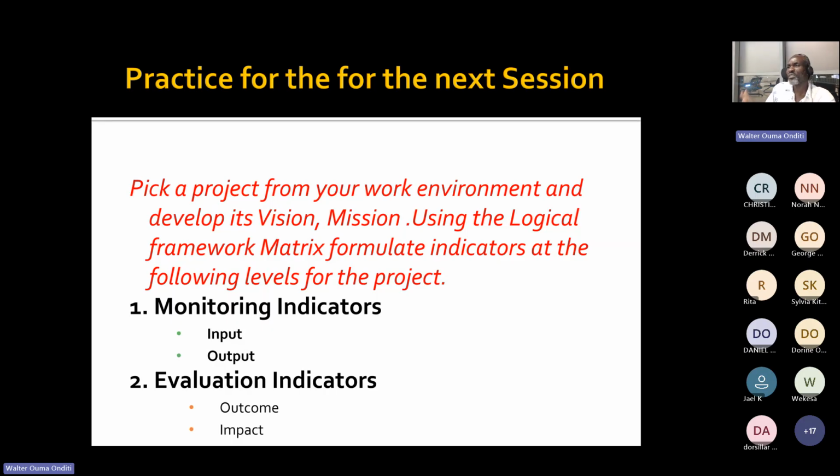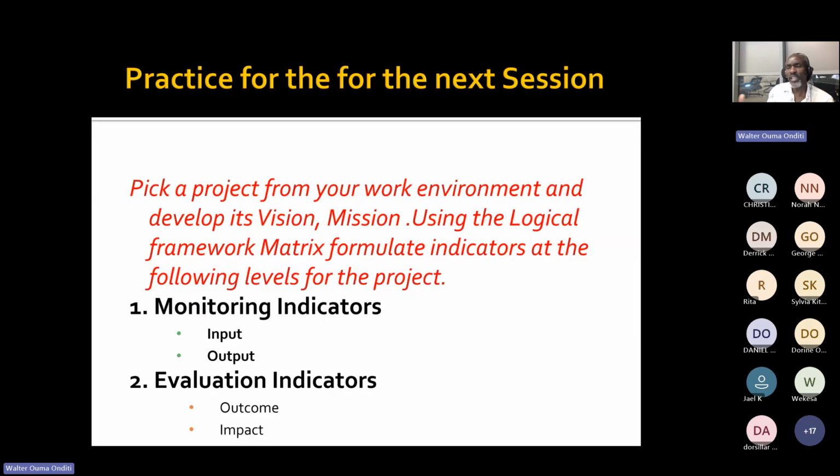So just pick a project from your work environment and develop its vision. Actually, this is the first assignment, and I think Rita would be able to share it with you. I'll read it here, but again, two ways: group and, of course, individual. For groups, you would basically do what is individual, and the group is to help you in the discussion. Then you can borrow the learnings from those groups and bring them to the individual.